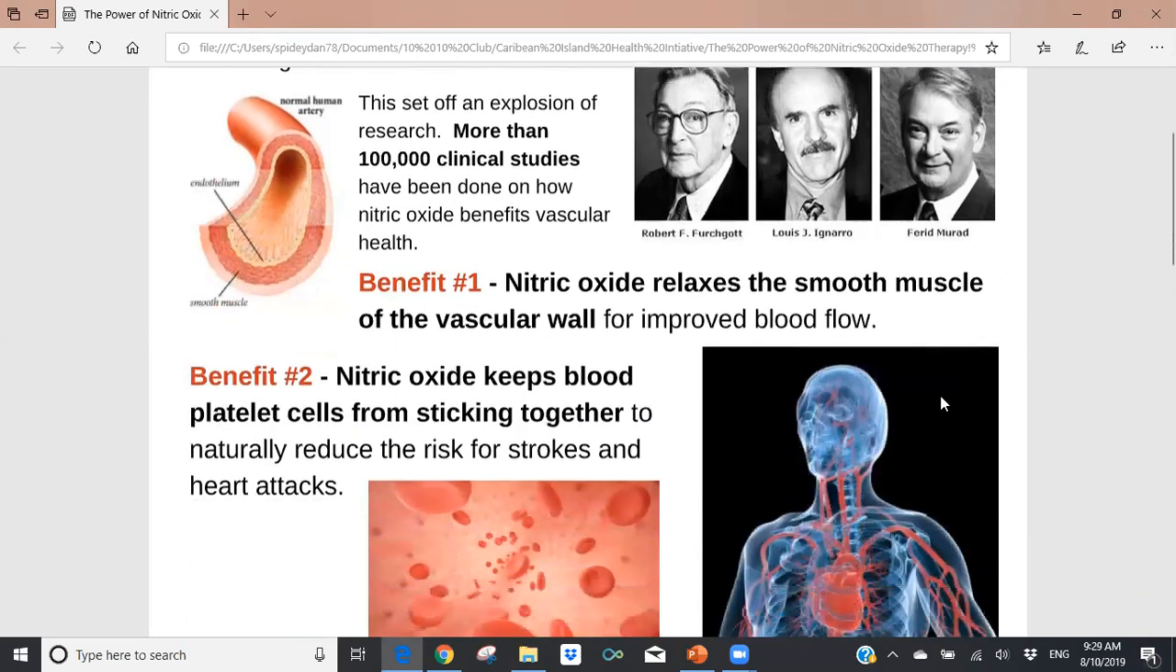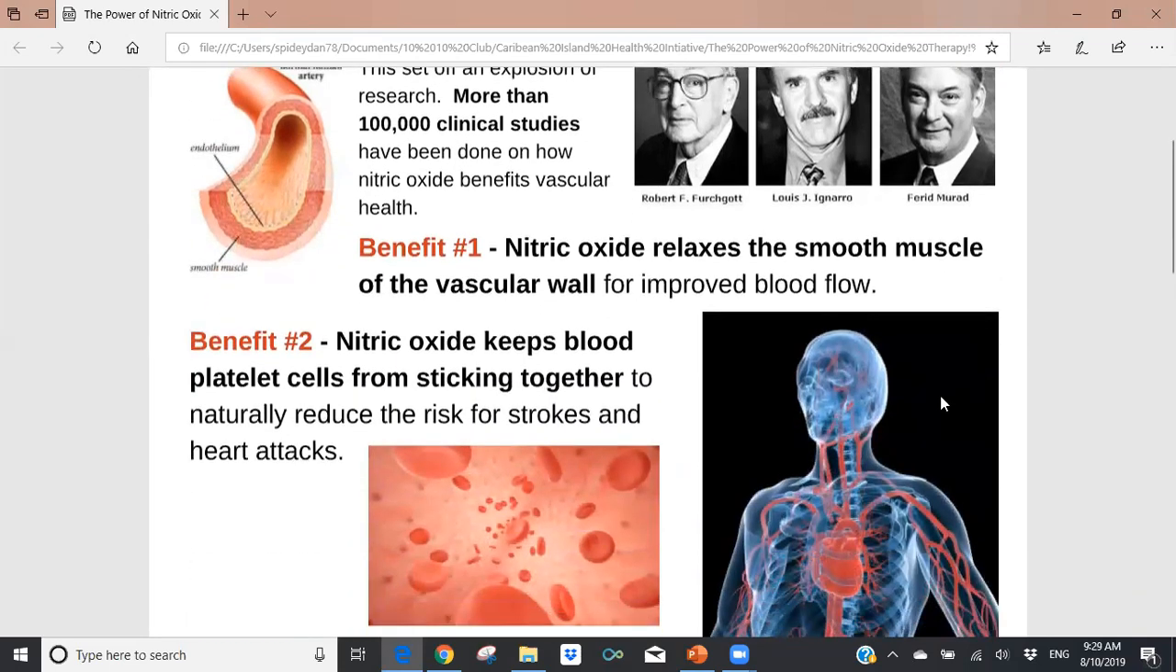The other benefit of nitric oxide is that it keeps blood platelet cells from sticking together. So it's a natural way to reduce risk for strokes and heart attacks.